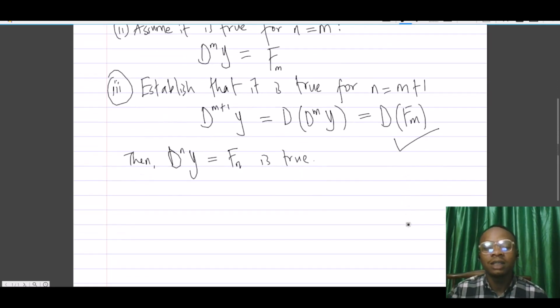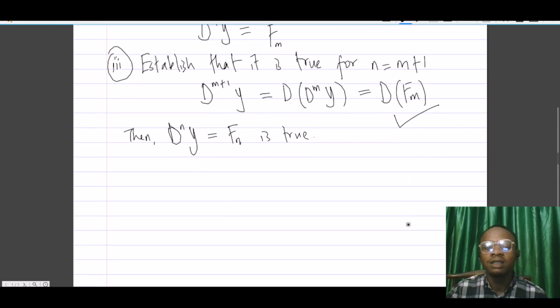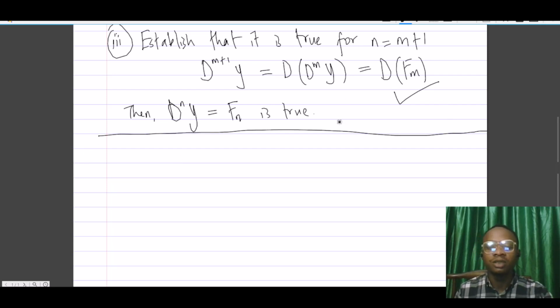So this is the idea. Whenever we have to prove any formula or any statement involving natural numbers, we can always make use of mathematical induction. So to state this formally, we say that this is called the principle of mathematical induction.